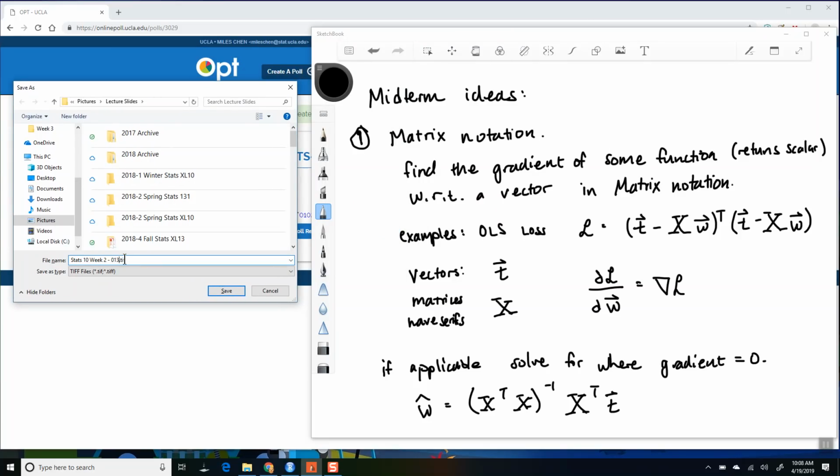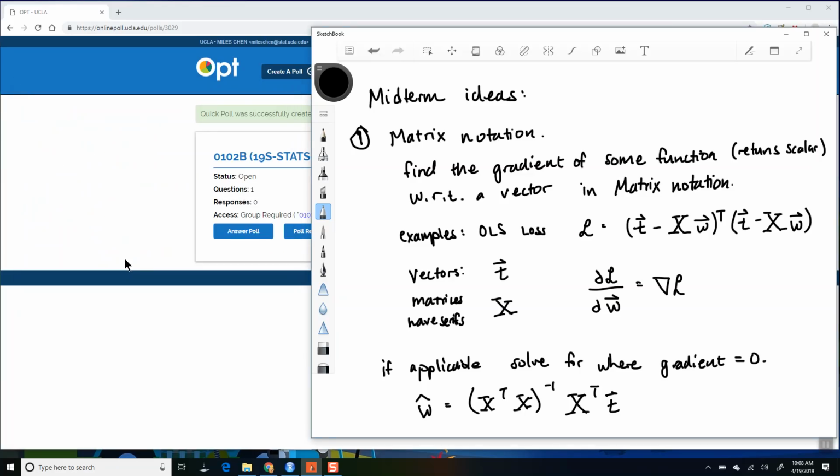Still figuring out exactly what to put in there. Midterm 1 guidelines. Okay. All right, another problem I'm thinking of. Again, I'm still writing the exam and I haven't figured out everything.